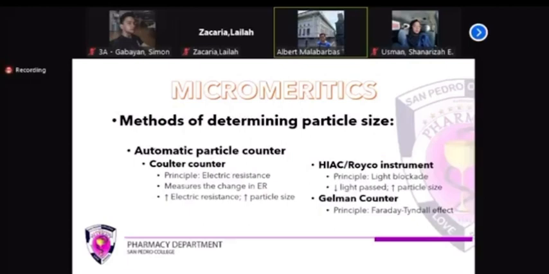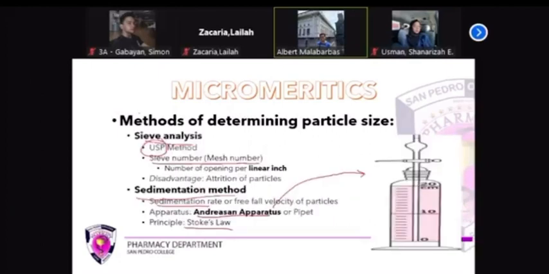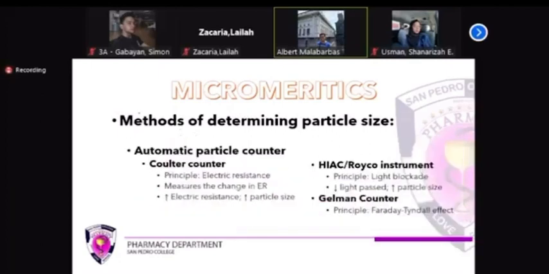And then the last one, we have your automatic particle counters. Examples are your Coulter counter, HIAC/Royco, and Gelman counter. I will not elaborate on this one anymore. But just remember that the USP method is your sieve analysis.